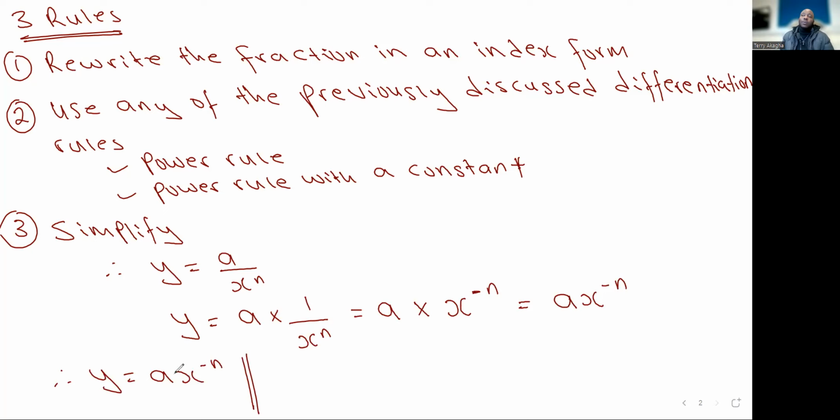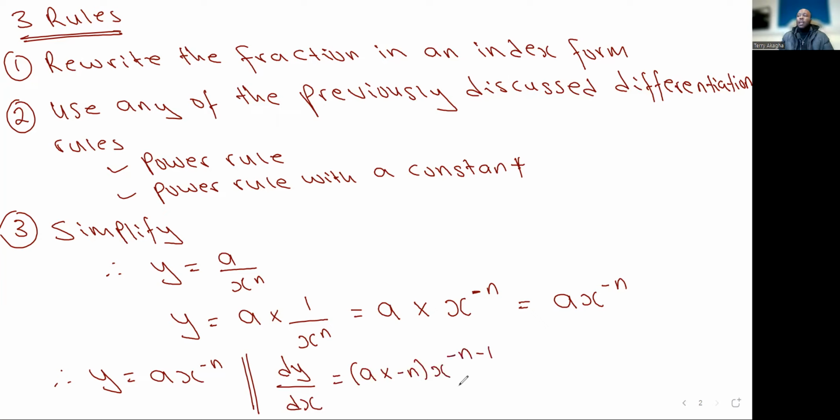Now, when we've converted it to index form, we can differentiate this, dy over dx. We're going to use the power rule with a constant. It's very similar to the power rule with a constant. So it's going to become the minus n, you multiply this. So it's going to be a multiplied by minus n. Then you subtract what? 1 from the power.